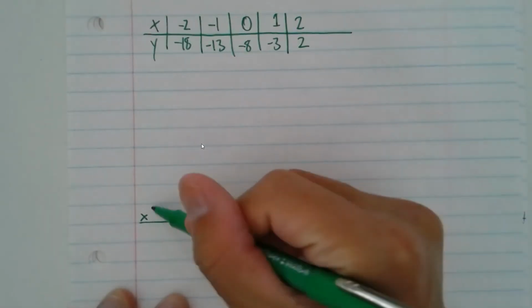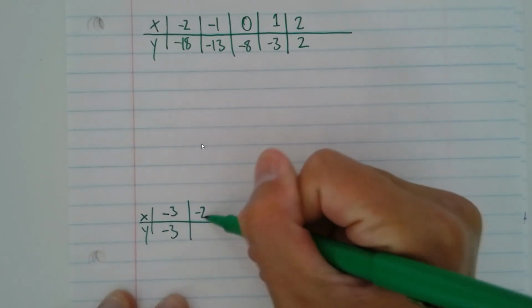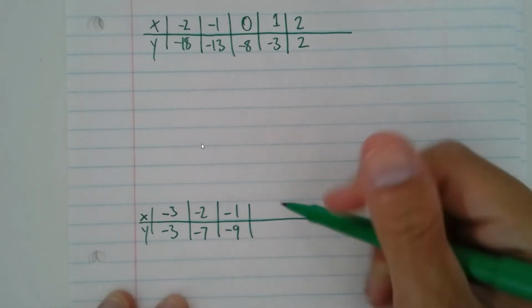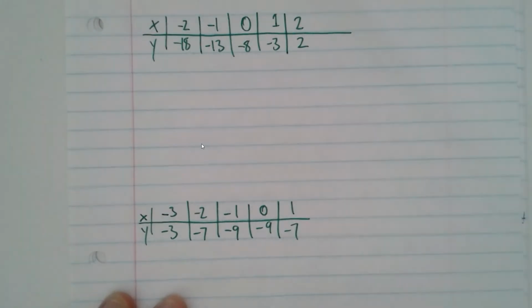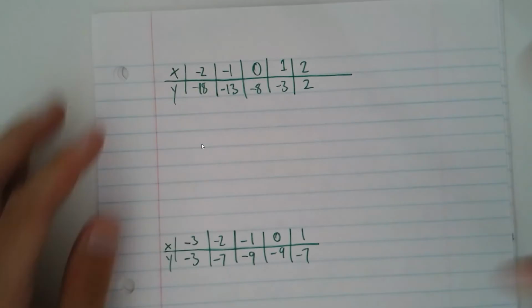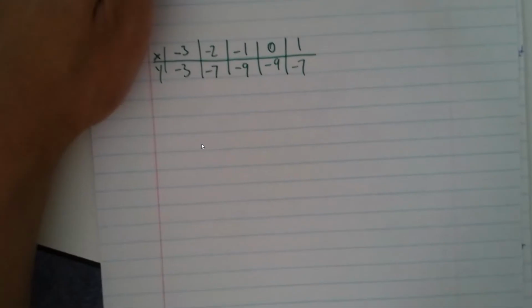This is xy. This is going to be -3, -3, -2, -7, -1, -9. And this is going to be 0, -9, and 1, -7. Any guesses as to which one is which? Which one is quadratic? Which one is exponential? Just by looking at it, could you tell? Okay, I'm going to do one more table at the bottom here.